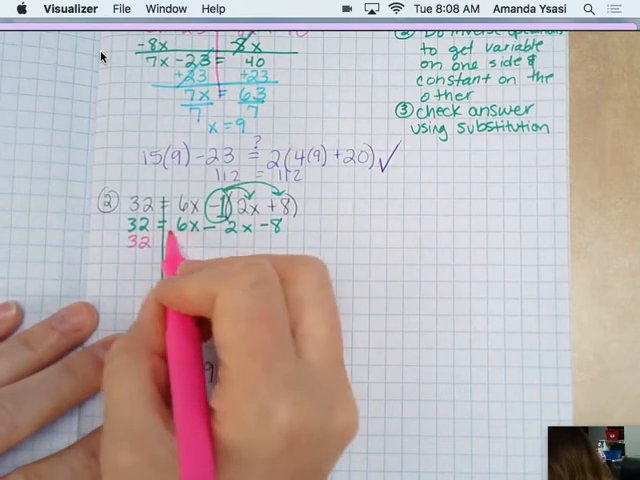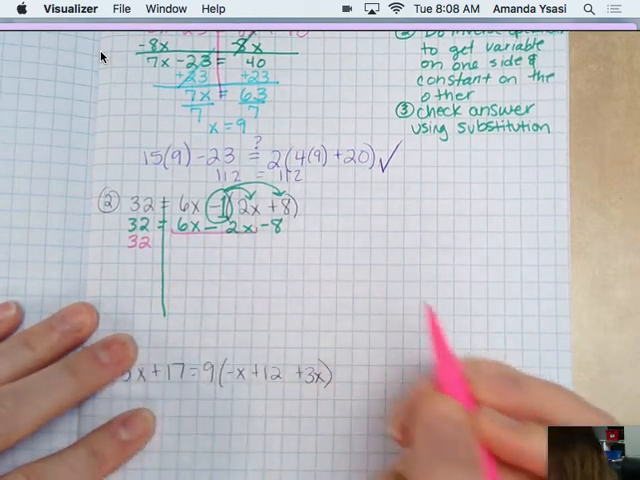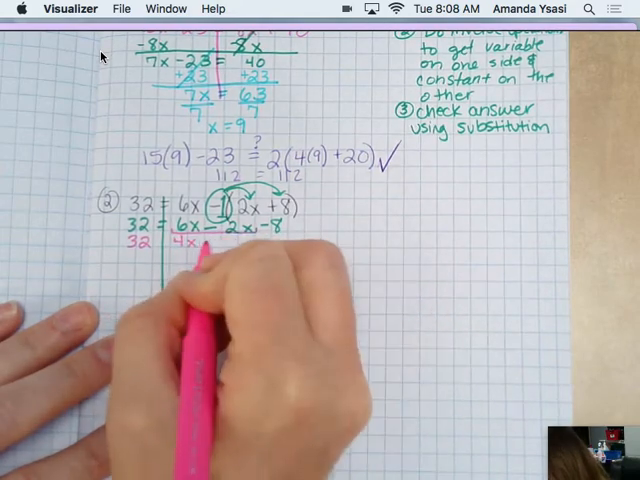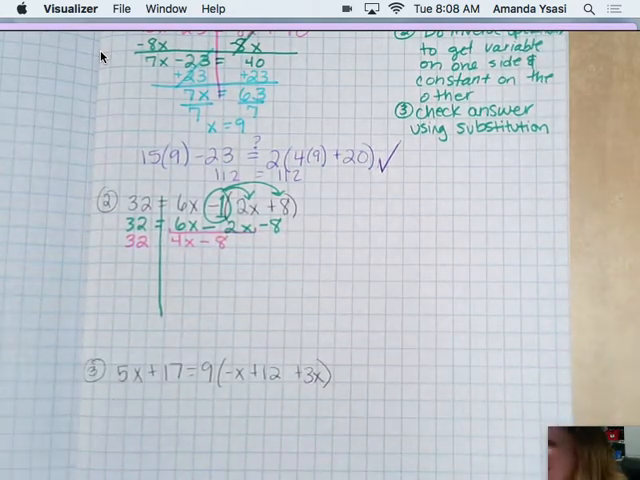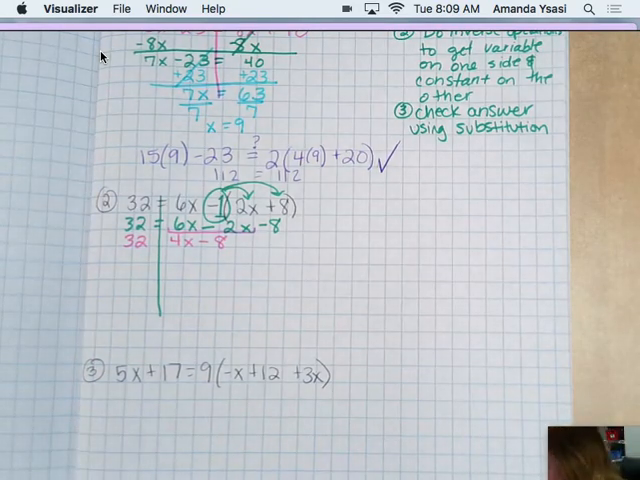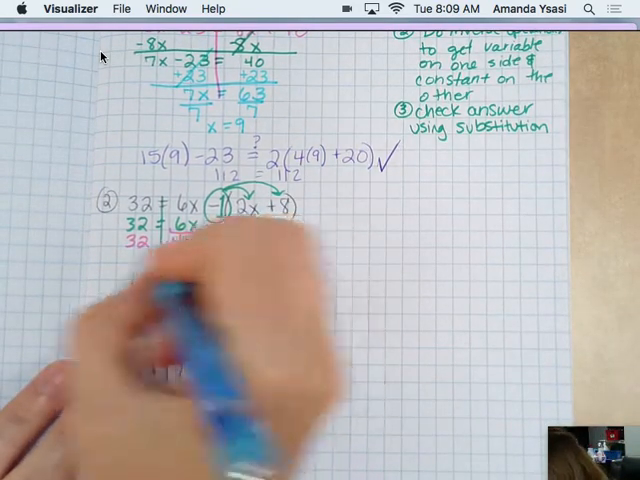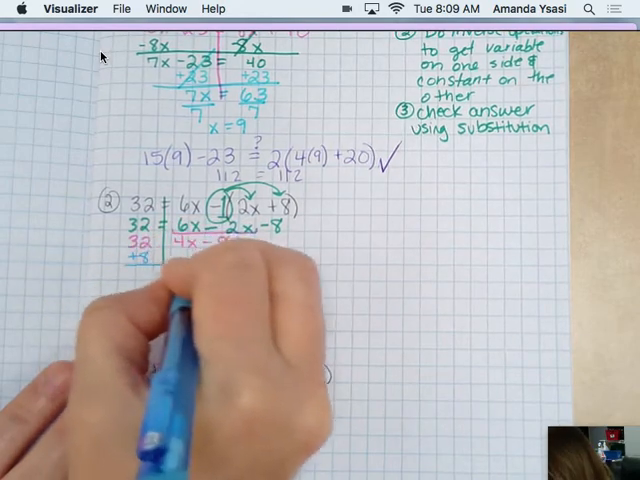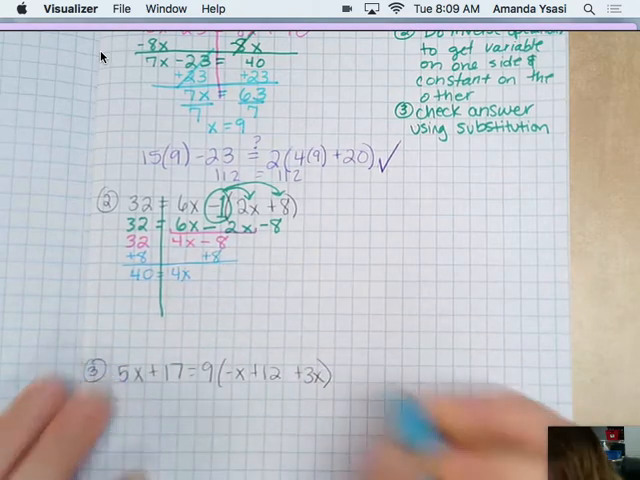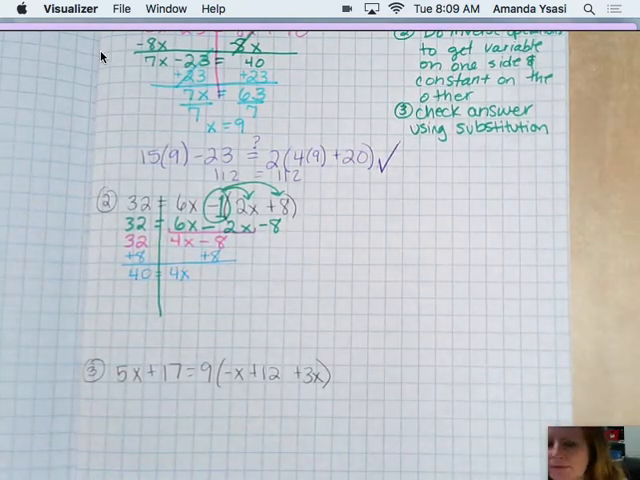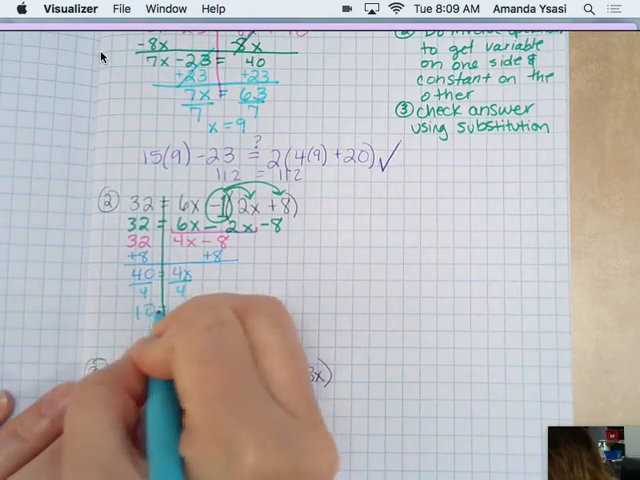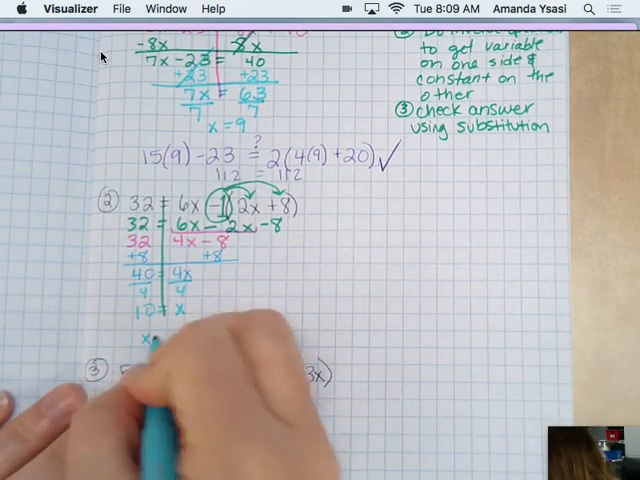Yeah, now you have to combine like terms here. 6x minus 2x, 4x minus 8. And now it's easy, right? So what do we do? Add 8, add 8. Yep. Divide by 4. So 10 equals x, but we can write it as x equals 10.